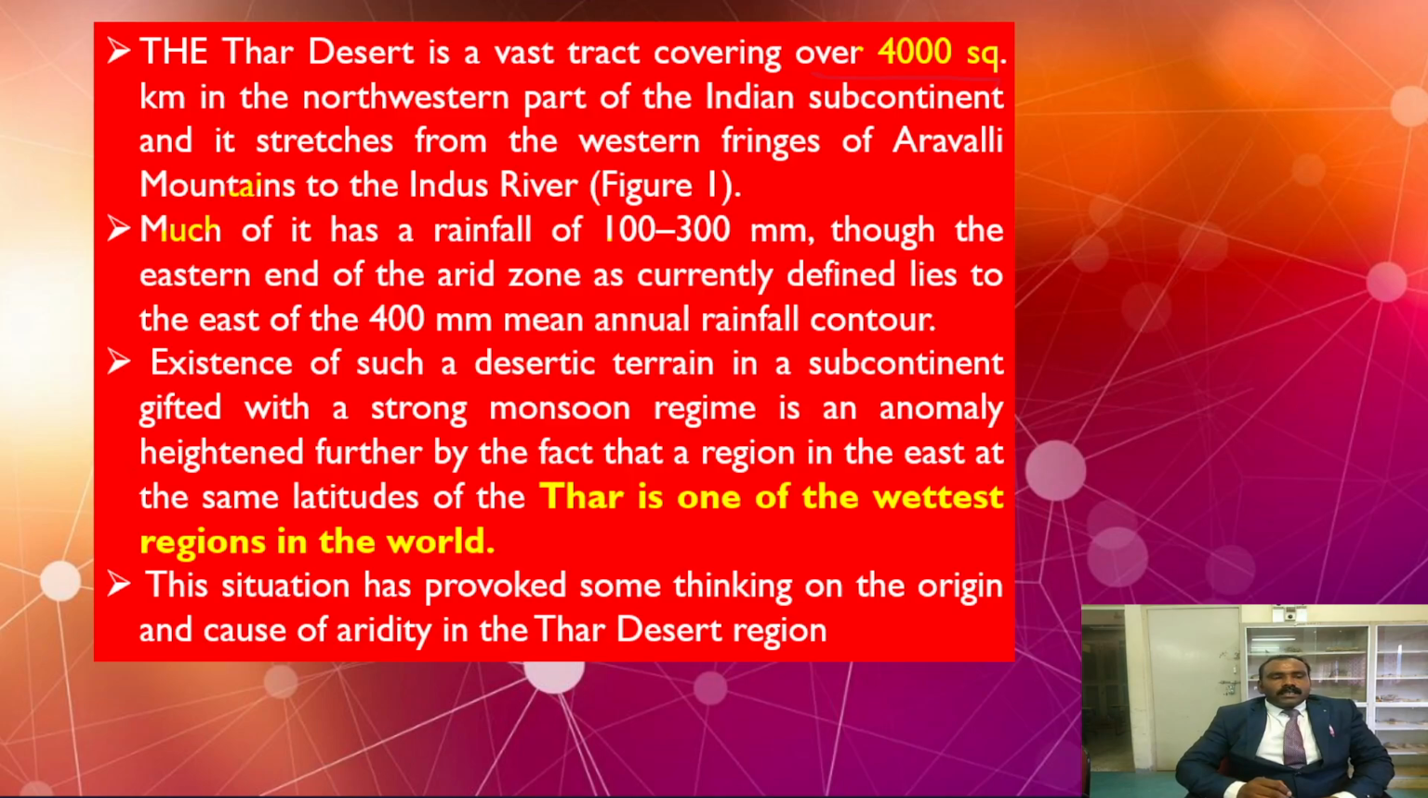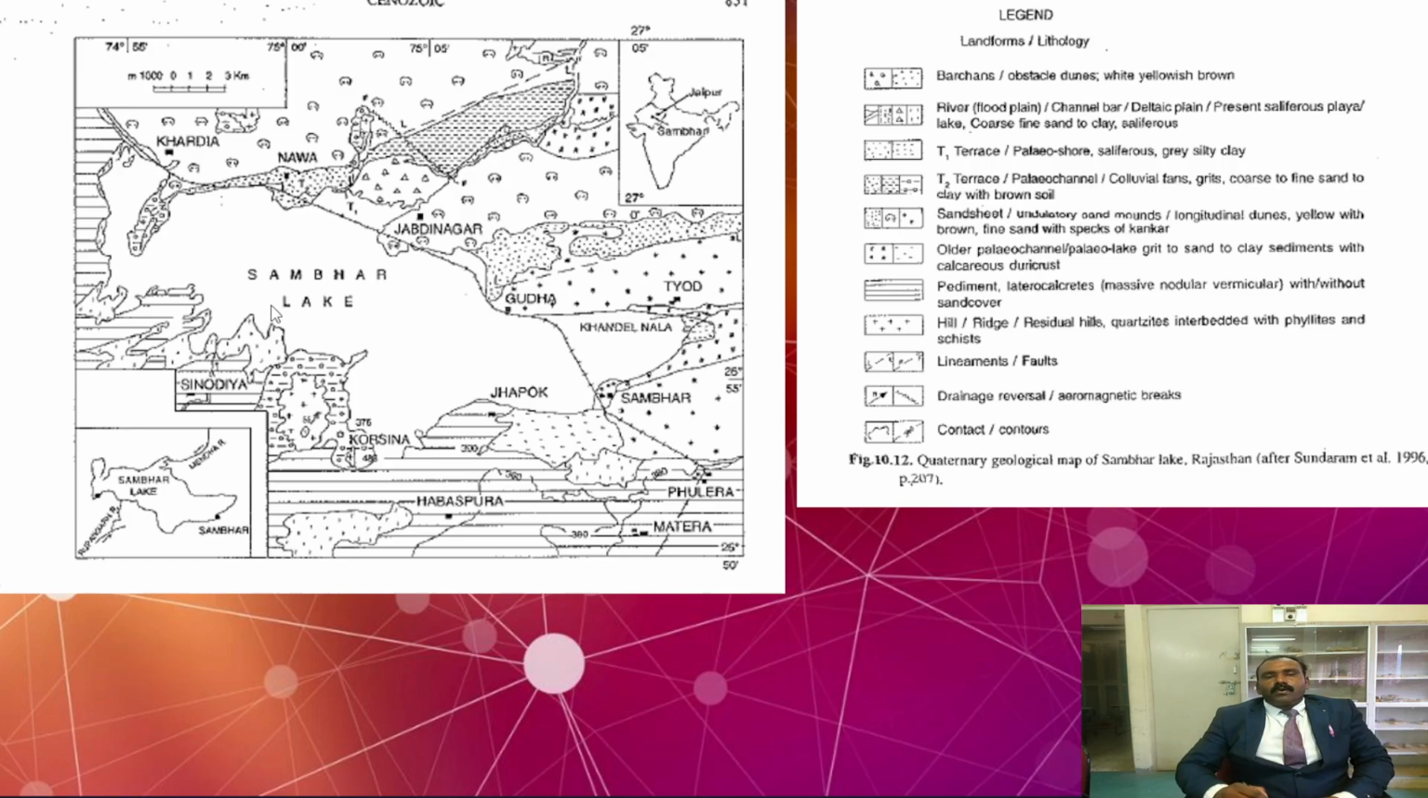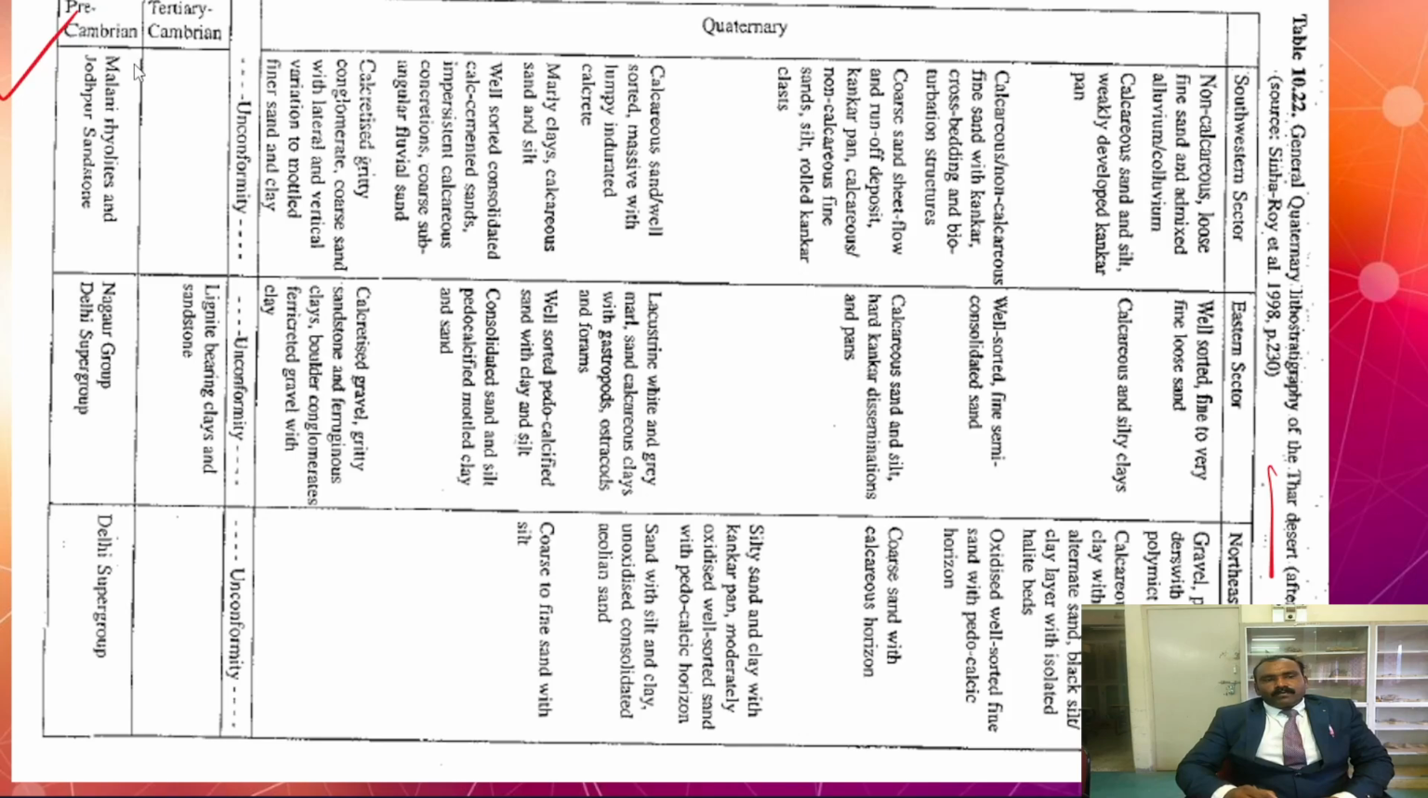This is a lithological map of the Thar Desert, where we may find different kinds of formations. In the Precambrian period, as a part of the basement of the Thar stratigraphy, the basal rocks are supposed to be Precambrian rocks, particularly the Malani rhyolites and the Jodhpur sandstones. The Malani rhyolite is associated with the Delhi supergroup or the Delhi fold belt, which is supposed to be the basement, or the Nagaur group of the Delhi supergroup, and the Delhi supergroup itself is a basement for the Quaternary lithostratigraphy of the southwestern sectors and the northeastern sectors of the Thar Desert.